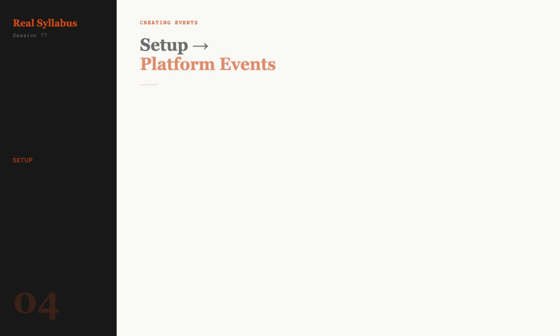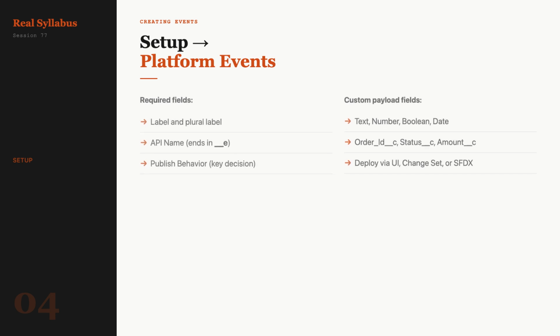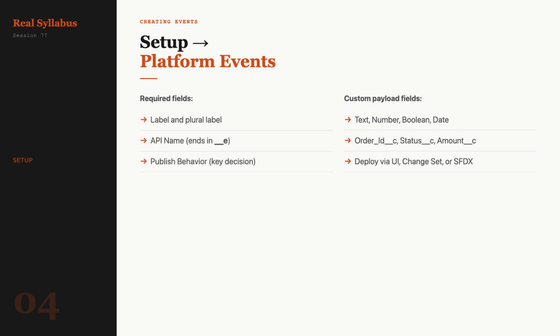Publishing with EventBus.publish is the preferred method. It returns a save result you can inspect without catching DML exceptions. Create an instance of the event object, set your fields, call EventBus.publish, and check the result array for any errors.